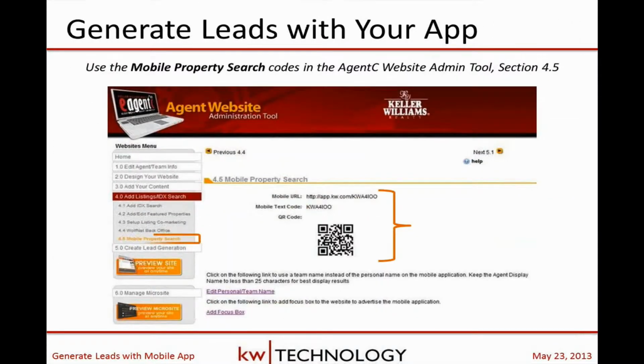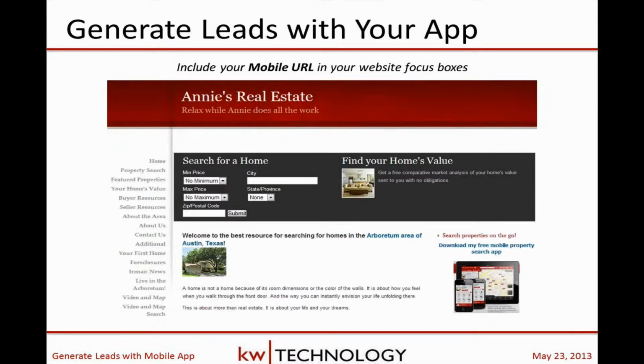Once you've made sure that your app is branded to your satisfaction, you're ready to start using it as a lead generation tool. So let's go back to your eAgency website administration tool, section 4.5, that new page that has the mobile URL, the text code, and the QR code. I'll talk about how to use each one of these items as a way to generate leads. The first way is to take that mobile URL and include it as a link on your website, such as in a focus box.